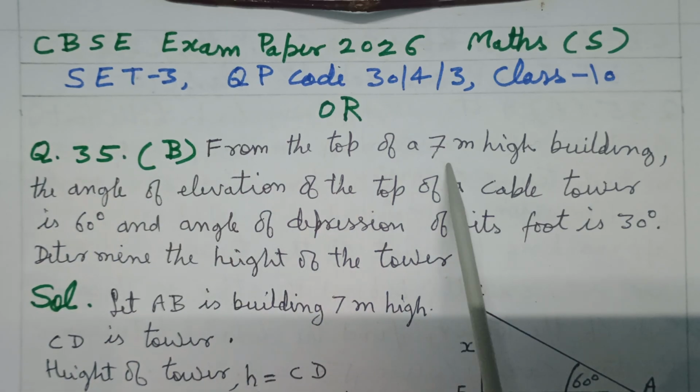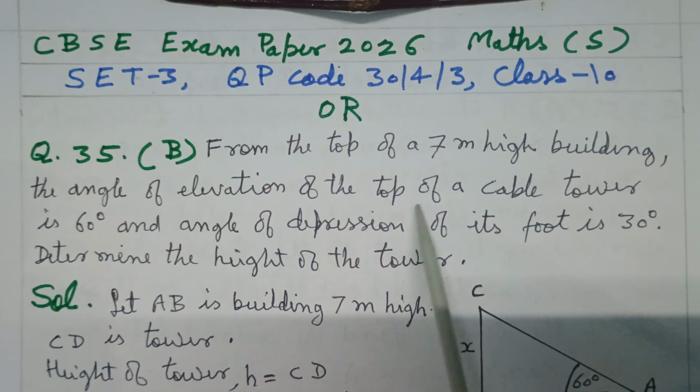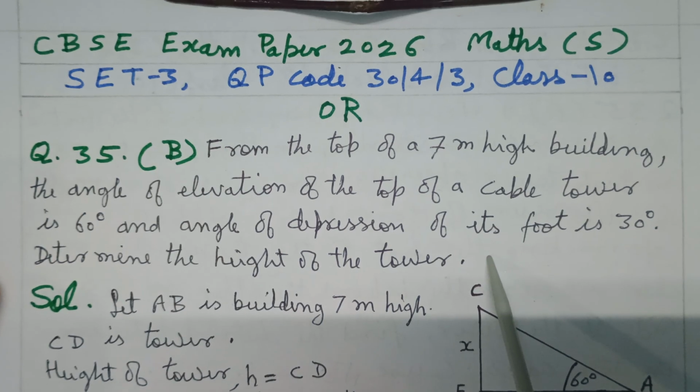From the top of a 7-meter high building, the angle of elevation of the top of a cable tower is 60 degree and the angle of depression of its foot is 30 degree. Determine the height of the tower.